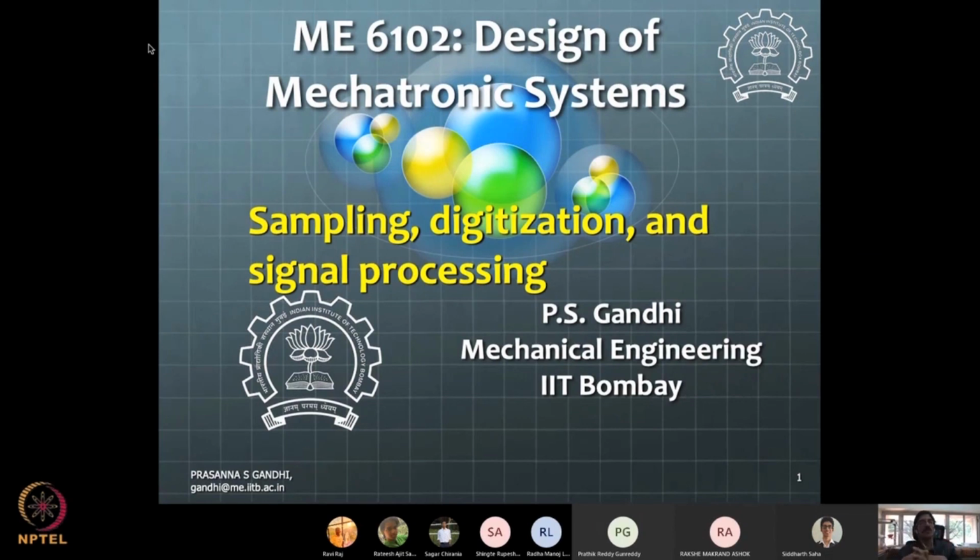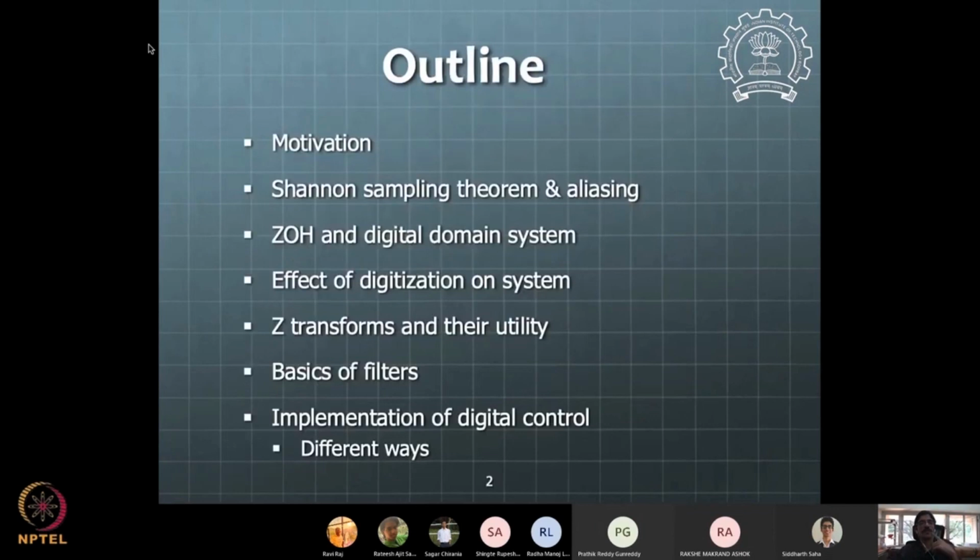Now the fundamental question comes: what happens to the signal when I sample the signal? That is the first question. We'll now see these questions in more detail.